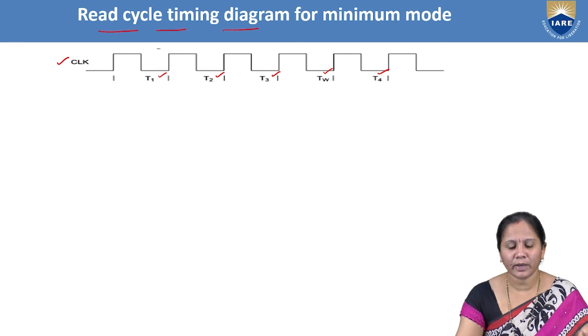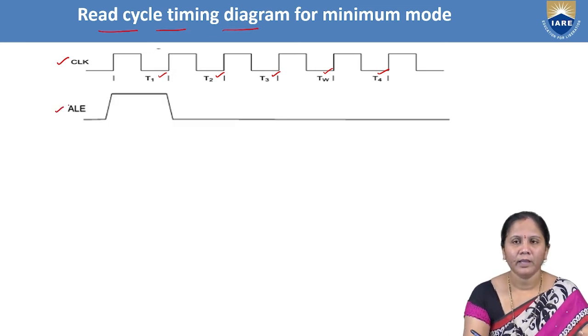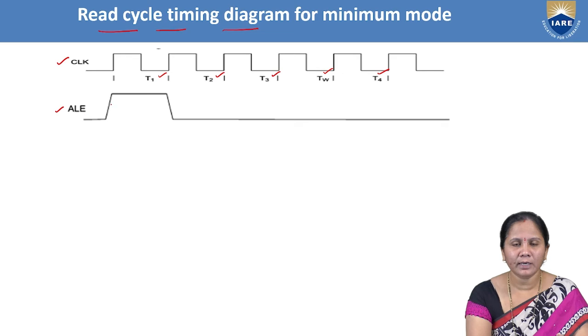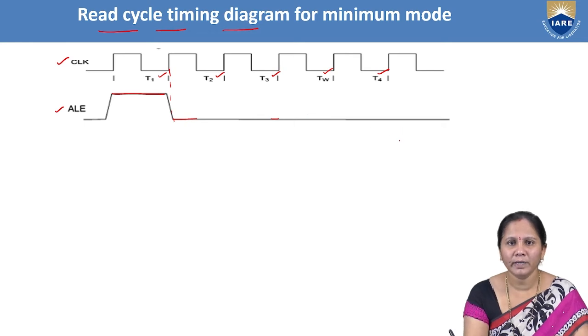The next thing to consider is the ALE signal, address latch enable. When this signal is asserted, only then will the address be transmitted, as we discussed while learning about the bus cycle. The address will be transferred only during T1, whereas in the remaining T states the ALE signal will be disabled. ALE is an active high signal, enabled only during T1, and in the remaining T states it will be tri-stated.